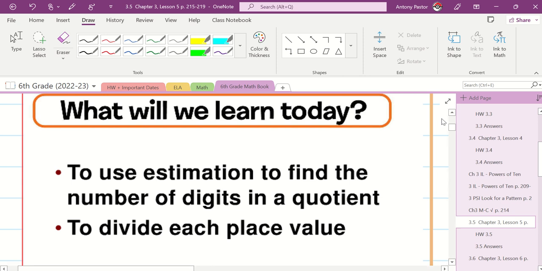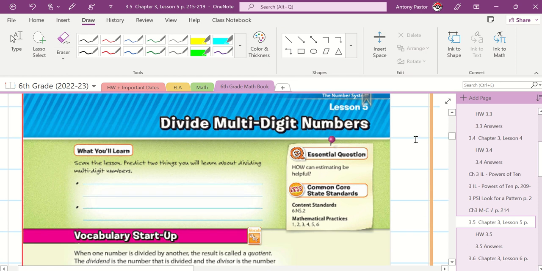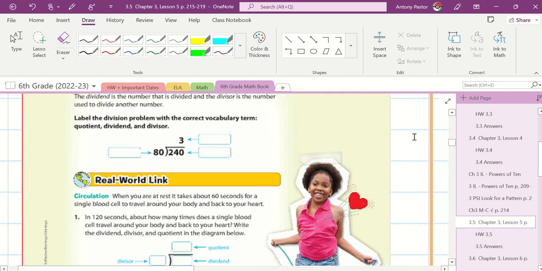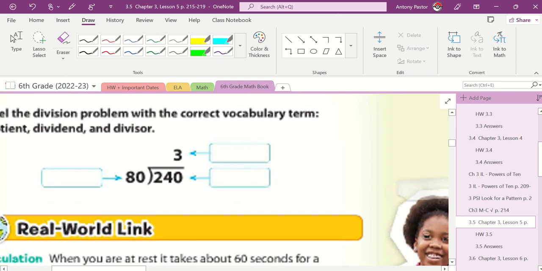What will we learn today? To use estimation to find the number of digits in a quotient and to divide each place value. So today's lesson is going to be focusing on dividing multi-digit numbers. So for an example, we have 240 divided by 80.